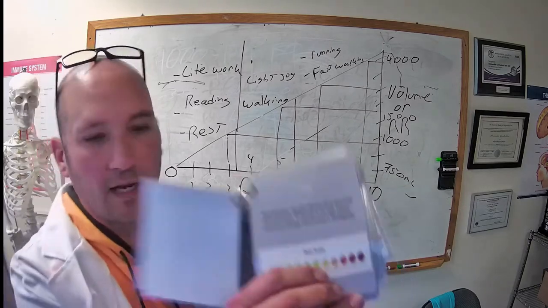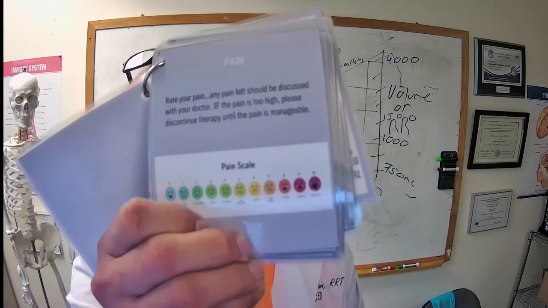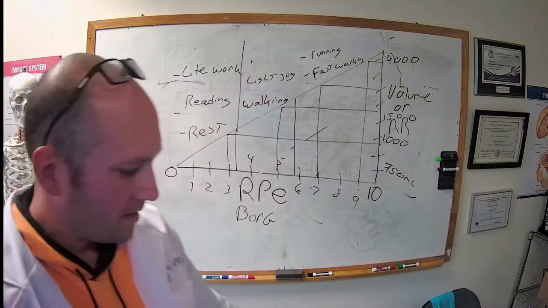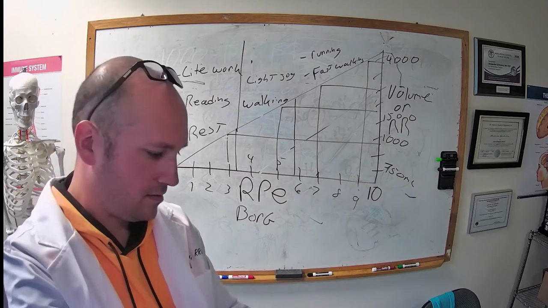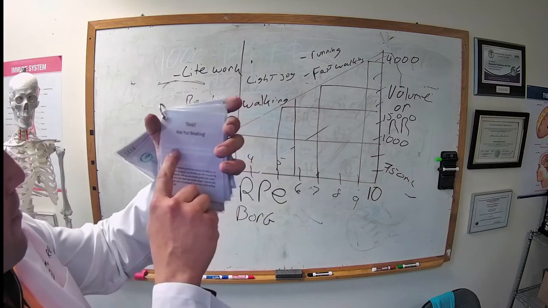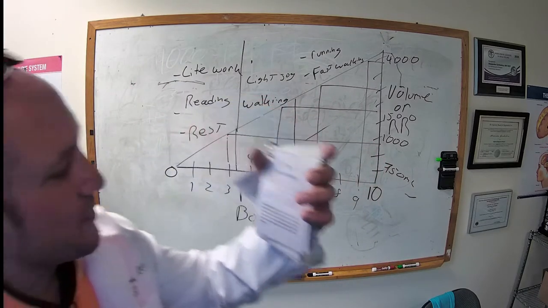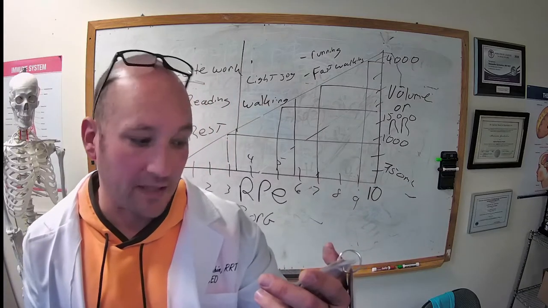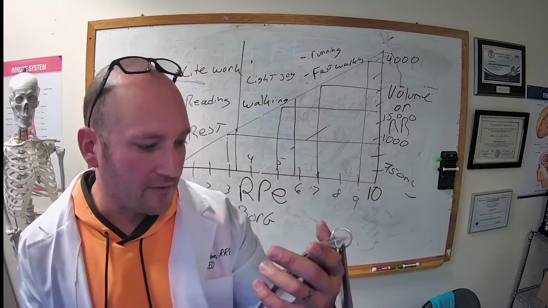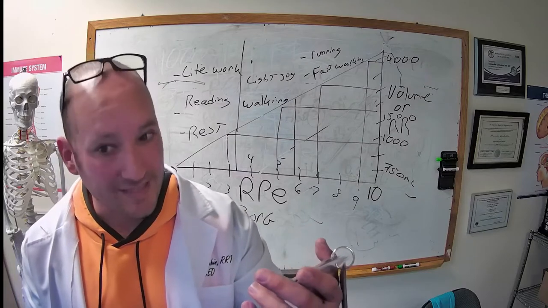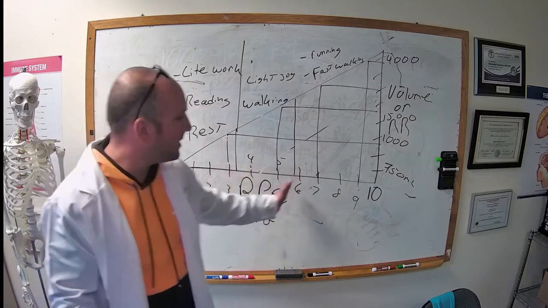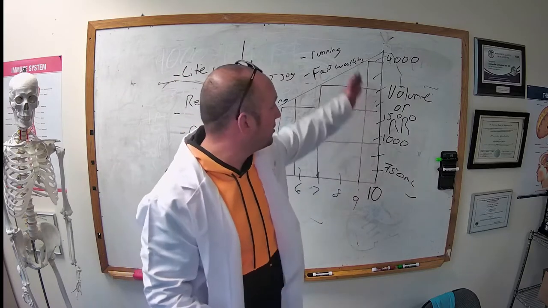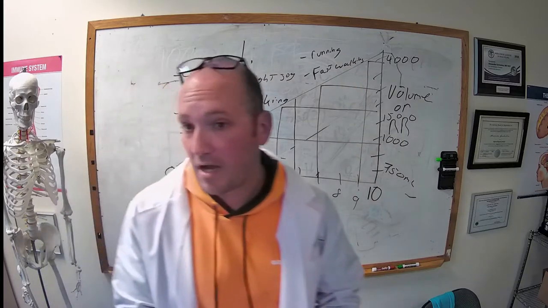Kind of look at it like a pain scale. Simply rate your work of breathing when you exercise with 10 being the worst and 0 being the least. When you're active, try to stay between a 4 to a 6. You don't want to be too high on your work of breathing, unless you're going for a fast walk or jogging or running.